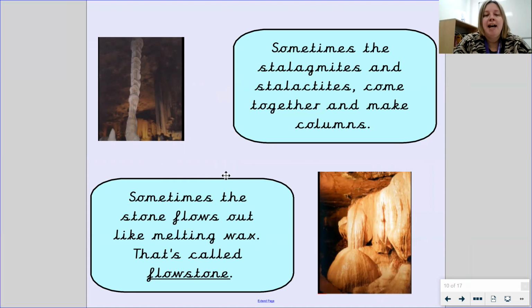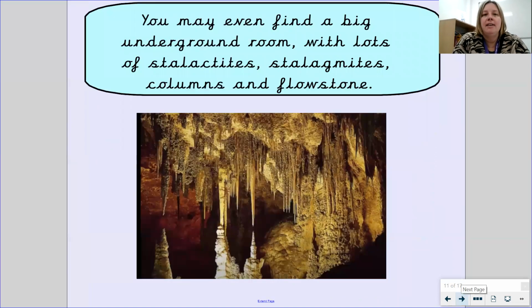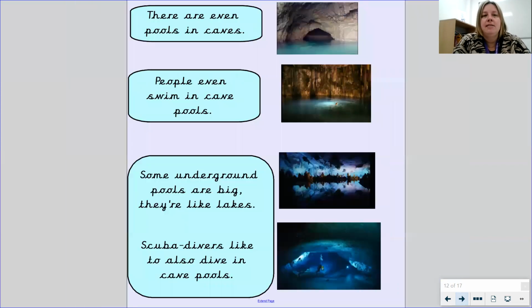Sometimes the stone flows out like melting wax. That's called flowstone. So if your grown-ups have got candles at home, think about what the candles look like as they melt. And this is what the flowstone looks like. You may even find a big underground room with lots of stalactites and stalagmites, columns, and flowstone. And these look really beautiful and are quite stunning to look at.